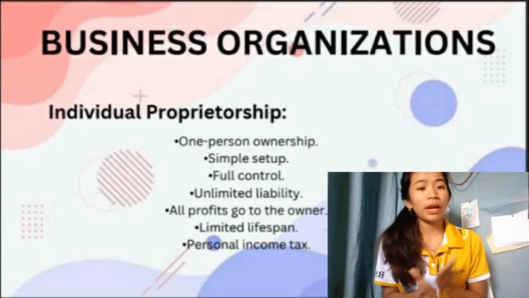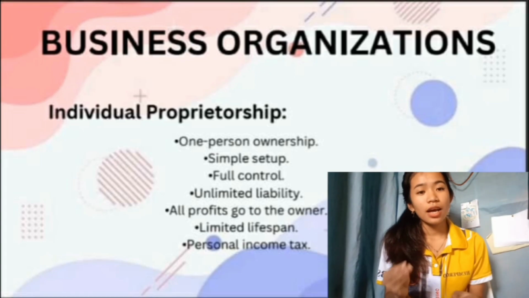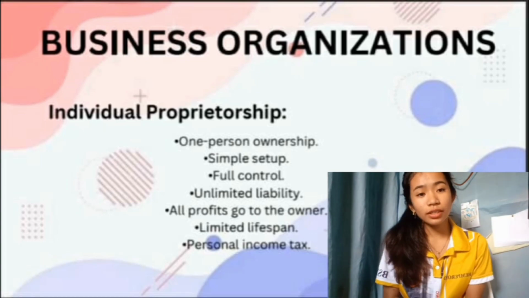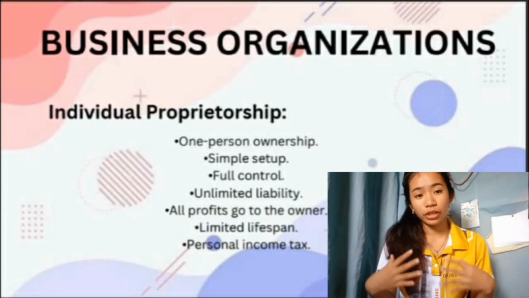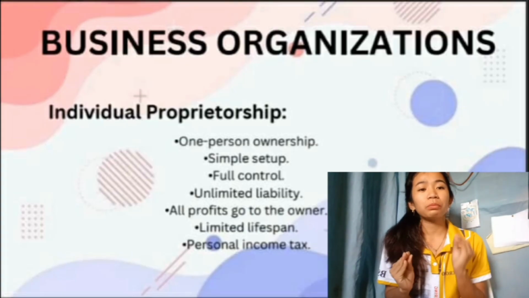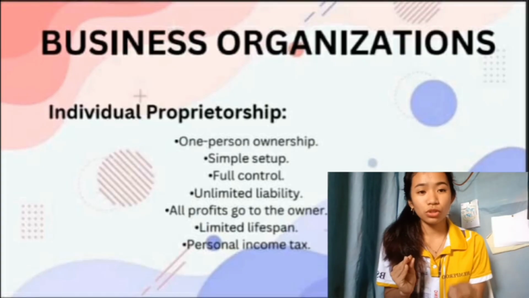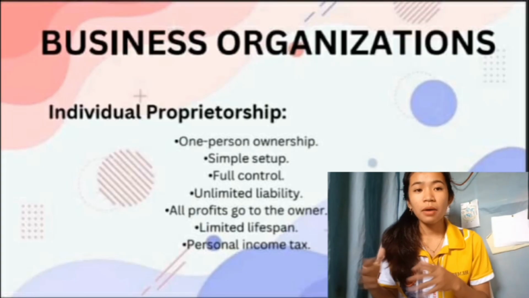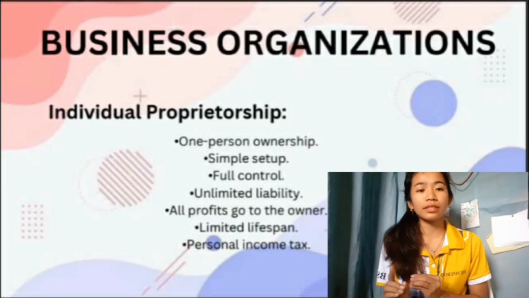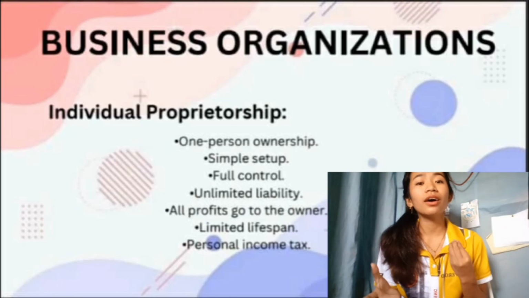Lastly, the owner pays personal income tax. The profit is considered the owner's income, so it is taxed as part of their personal earnings. To sum up, an individual proprietorship is simple and easy to start, gives full control and full profit to the owner, but it also carries full risk and responsibility to the owner.